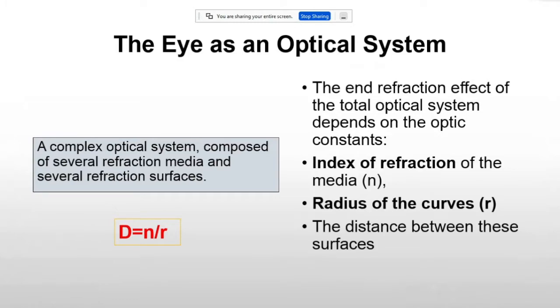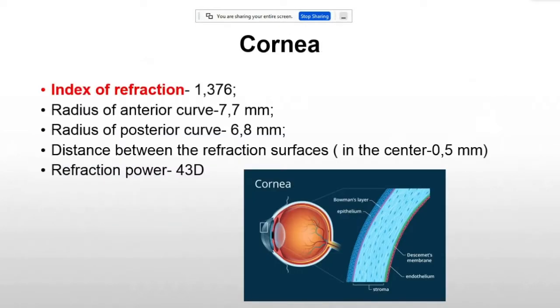Actually, the human eye is a complex optical system composed of several refraction media and several refraction surfaces. And the end refraction effect of the total optical system depends on the index of refraction of the medium, the radius of the curves, and the distance between these surfaces. So, what are the main refraction media and surfaces?